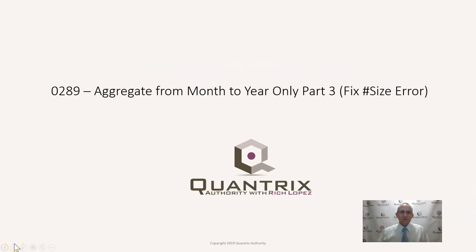I sincerely appreciate you joining me today for episode number 289, where I'm going to show you how to aggregate from month to year only, part 3. This is in continuation, or really not a continuation. It's a different way of doing what I've shown you in episode 286, as well as 288 in particular. And it shows you how to fix a pound size error. And what I would say is this is a way to use the @silent function in Quantrix, like I showed you in episode 288, but it's kind of a shortcut, a shorthand way, if you will, of how to write the silent function within Quantrix.